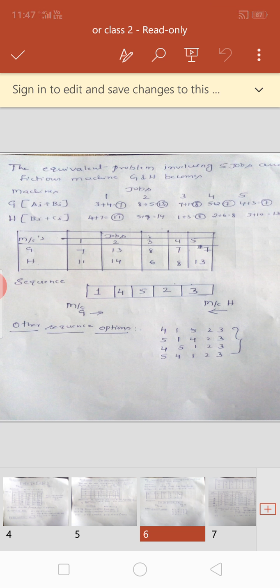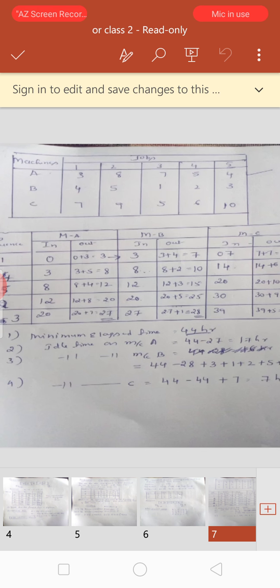Formation of sequence order for the 5 jobs. Now the first question's answer is already given. Next is what we need to calculate now: elapsed time along with idle time for the machines. Now go for the next table.